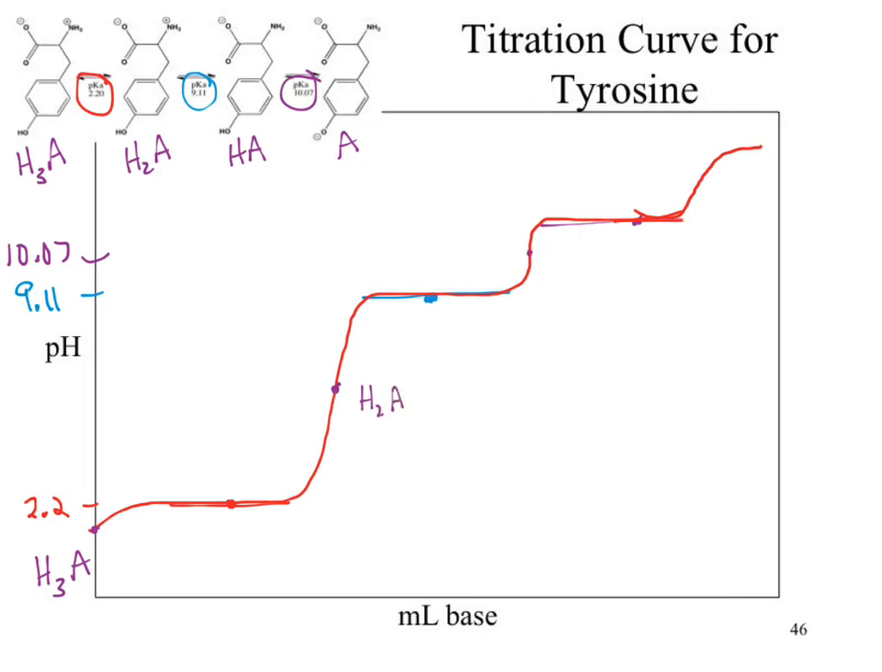At the next spike, what do I have? HA. Okay. At the next spike, just A. I'm now in my completely basic state. I can't do any more big spikes. It's just going to flatline at a max pH. Okay. So it's that level of interpretation.